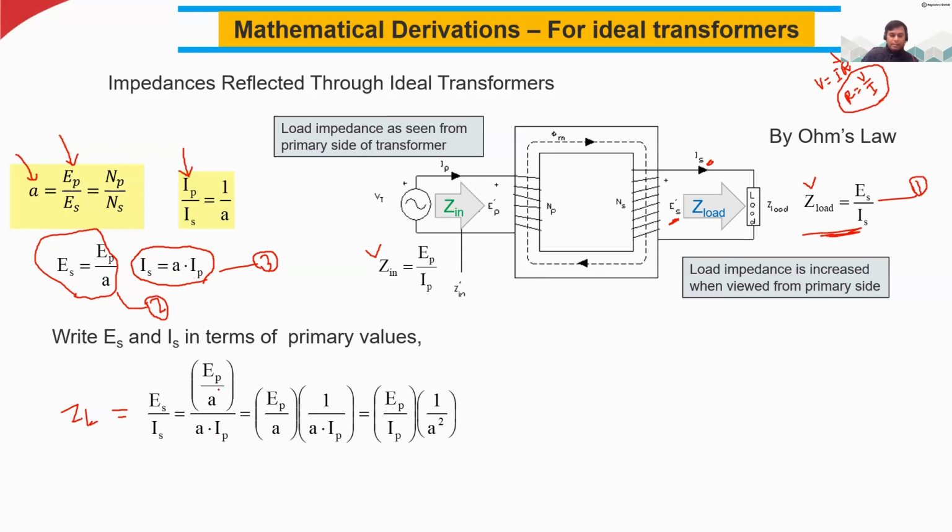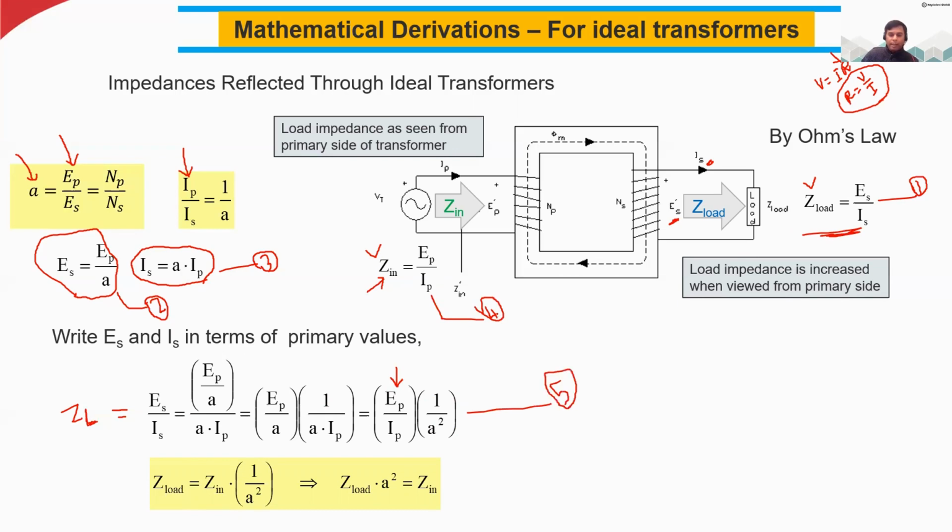So I can just rewrite this: EP divided by A, and finally I will get EP divided by IP times 1 divided by A square. So this is the final equation for Z load. Now EP by IP is what? EP divided by IP is nothing but input impedance, right? This is input impedance. So Z in, I replace this one. Let us say this is equation number 4, and this is equation number 5.